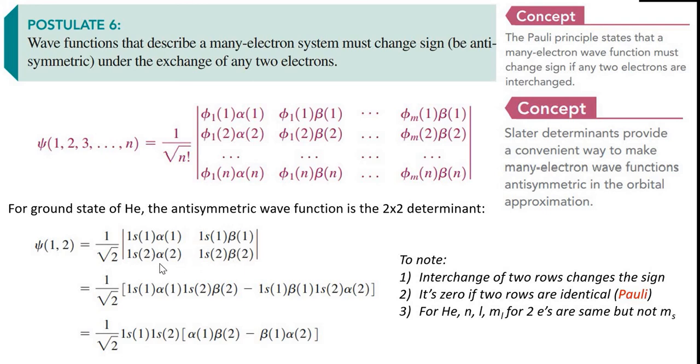Okay. Now if we expand the determinant, cross multiply and then subtract the other cross multiplication, it would look like this. Now you see 1s1 alpha 1, 1s2 beta 2, or here 1s1 beta 1, 1s2 alpha 2. So 1s1 1s2 and 1s1 1s2, so we can take it common. So 1s1 1s2 you take outside the bracket. So the remaining is alpha 1 beta 2 minus beta 1 alpha 2.